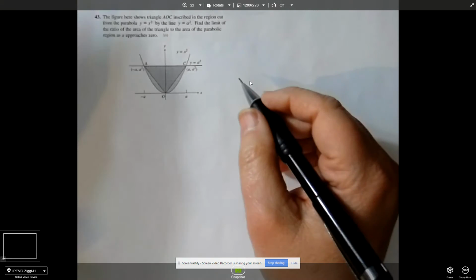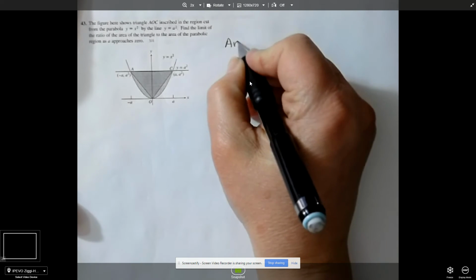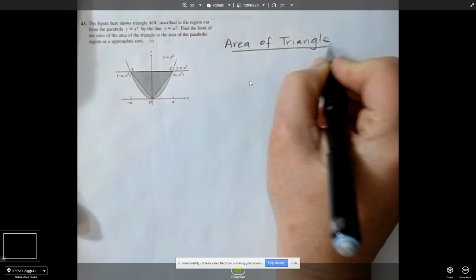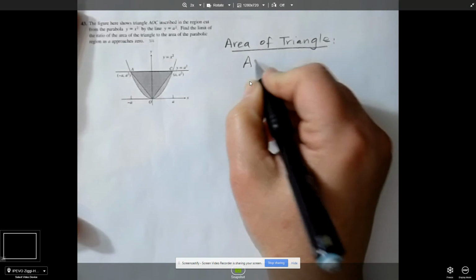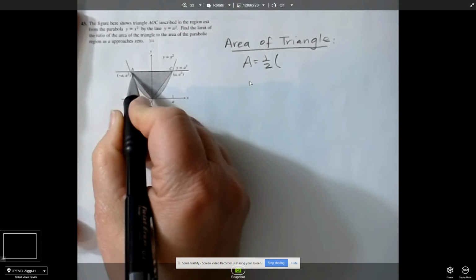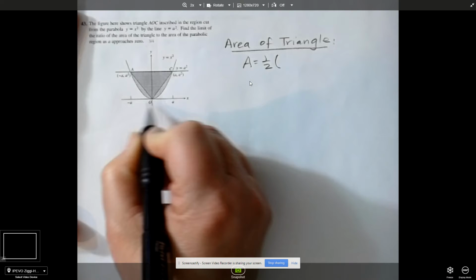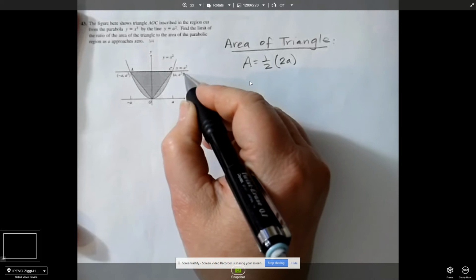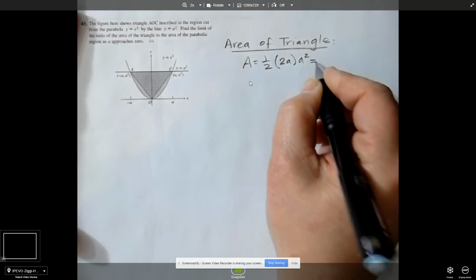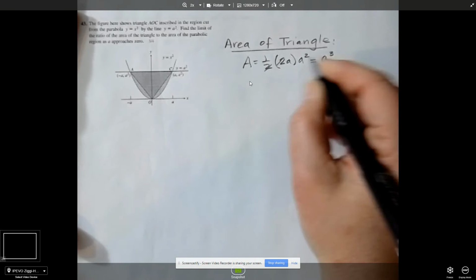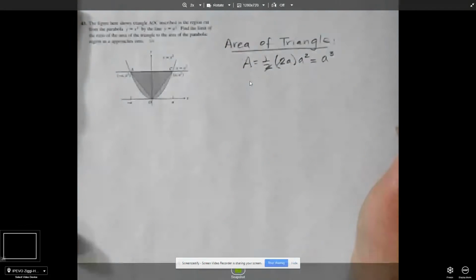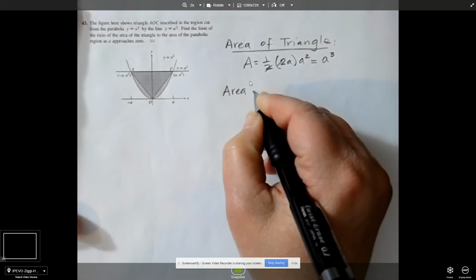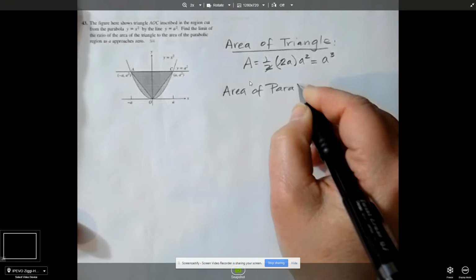Well, the area of the triangle we don't really have to use calculus for. So let's write that down. Area of the triangle. That's going to be A equals 1/2 the base, which I'm going to call this the base, and that's going from negative a to a, so that would be 2a, times the height, which, this height here is a squared. The 2's cancel, and so I get a cubed is the area of the triangle. All right, and now we're going to find the area of the region, the parabolic region.